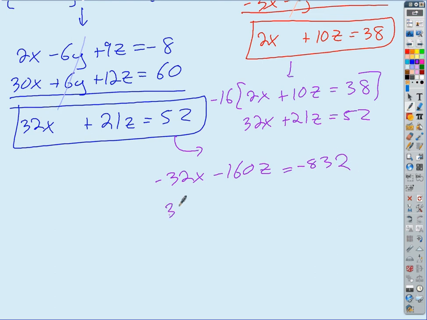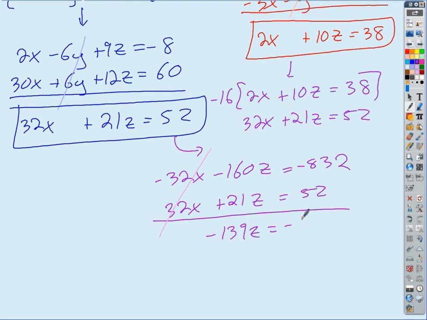Okay, and then I get 32x plus 21z equals 52. And when I add those up, the x's cancel. And then what am I going to get here? So I get negative 139z equals negative 780. Okay, and what happens then if I divide both sides by negative 139?